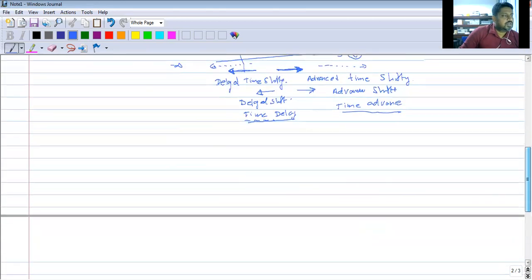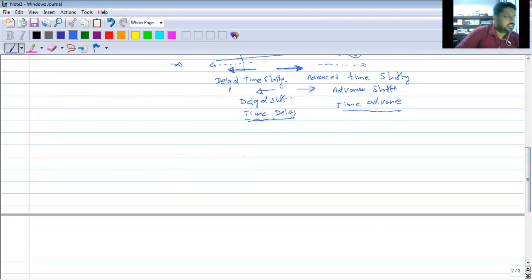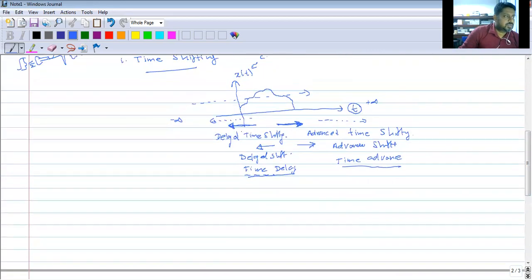So let's say this is our signal, and we want to shift this signal by t naught to this side, a time advance. So we need to give a t naught shift, and it is a time advance. That means we are going to move the signal here.